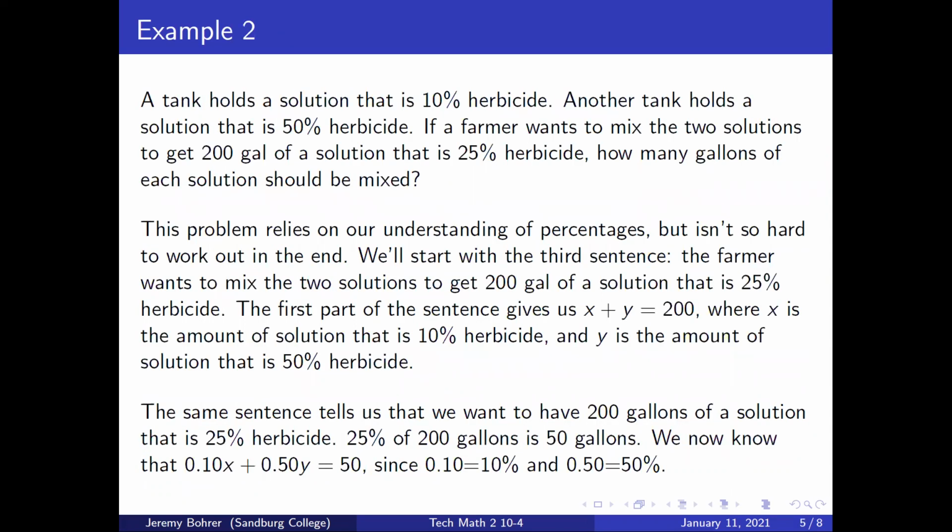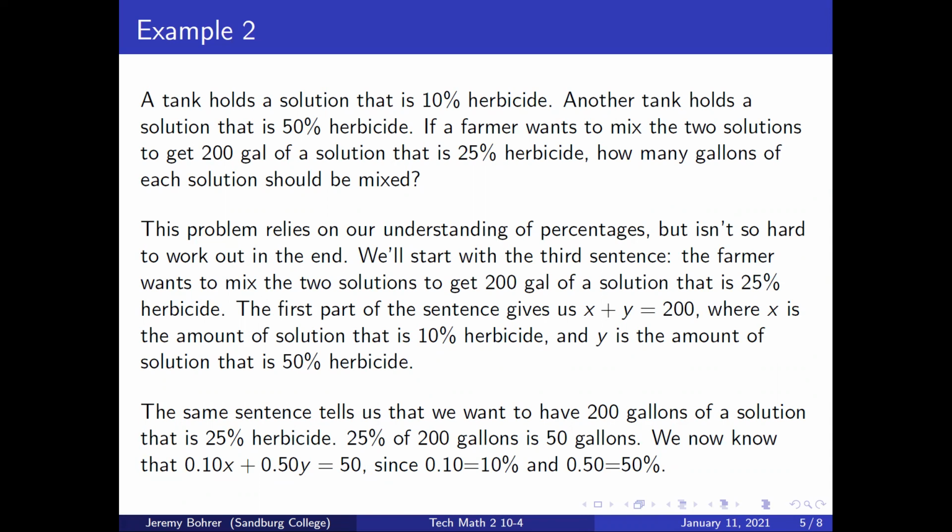Example 2. A tank holds a solution that is 10% herbicide. Another tank holds a solution that is 50% herbicide. If a farmer wants to mix the two solutions to get 200 gallons of a solution that is 25% herbicide, how many gallons of each solution should be mixed? This problem relies on our understanding of percentages, but isn't so hard to work out in the end.